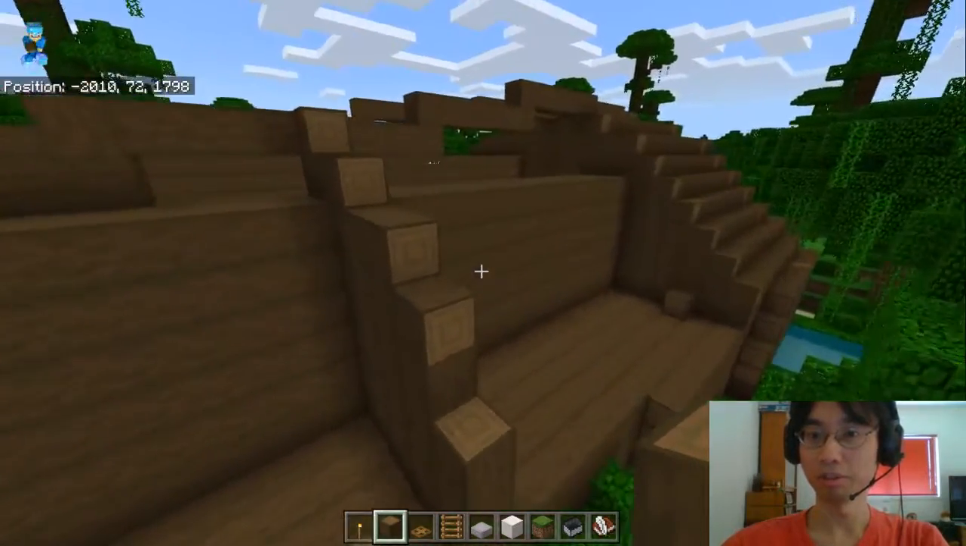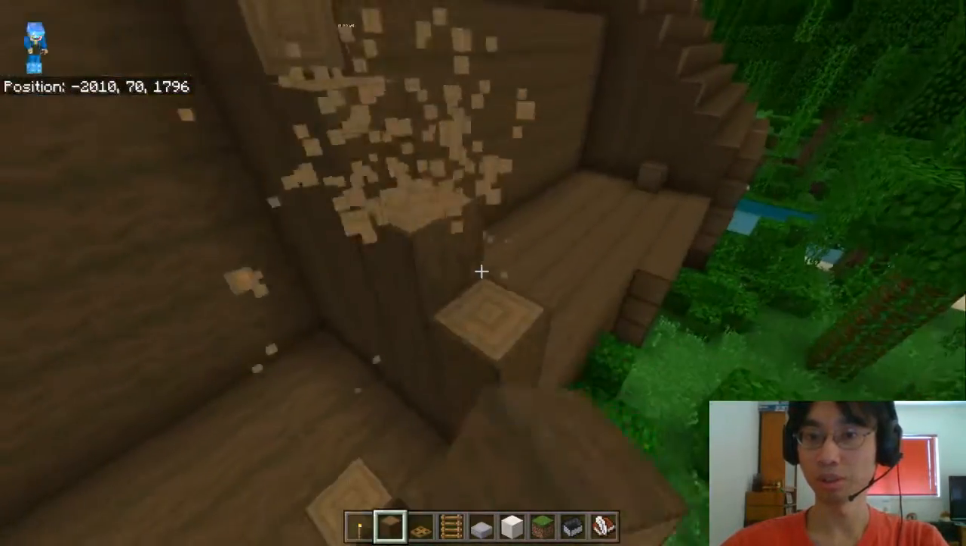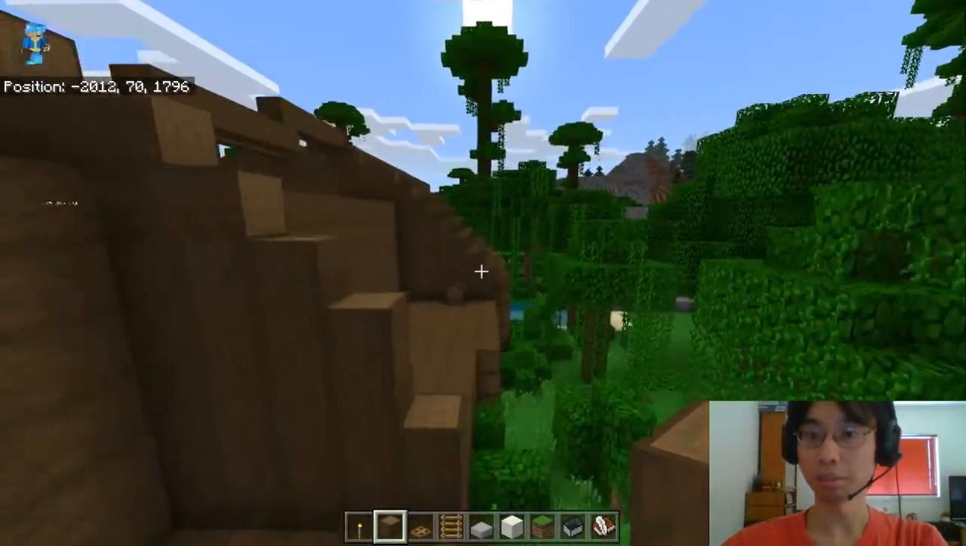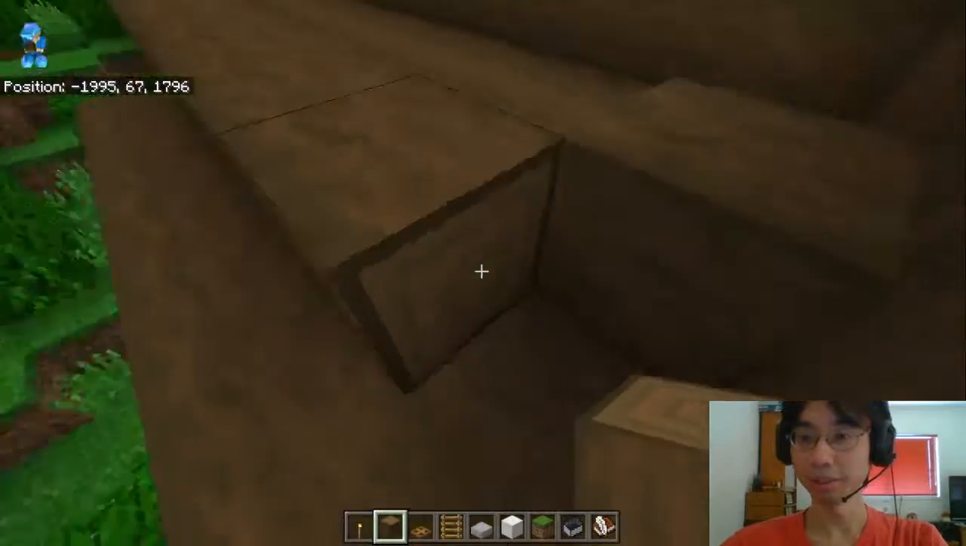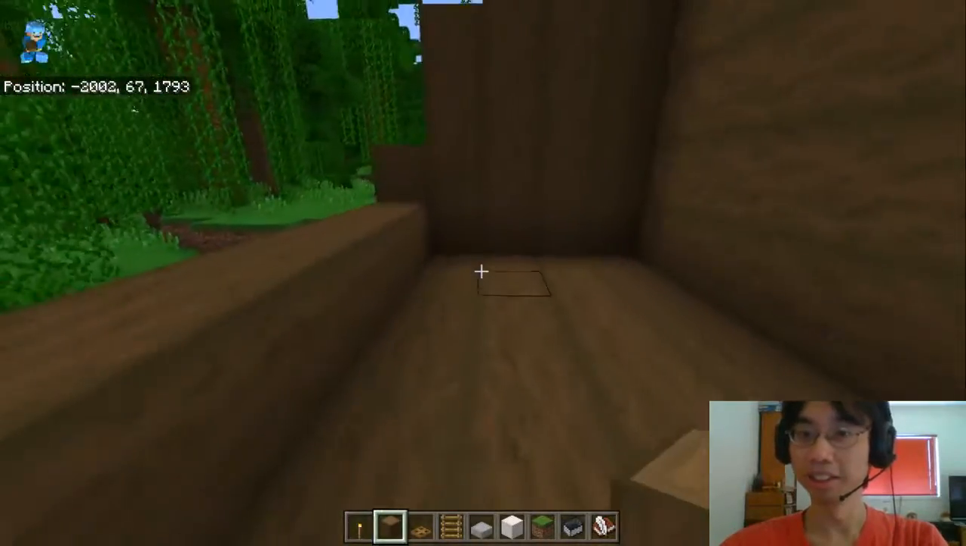Maybe this is a little far out. Let's trim that back a little bit. No hurry. We're just piling logs together.